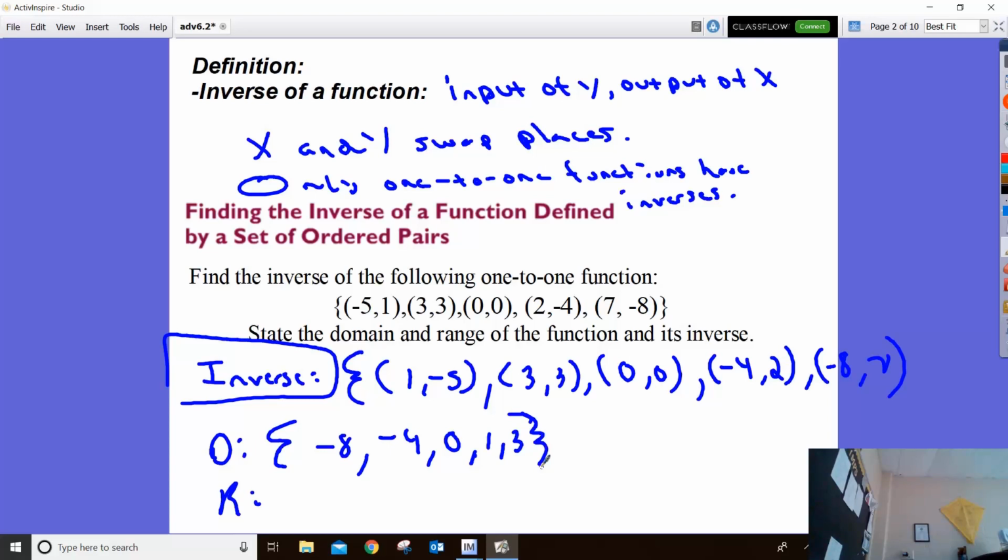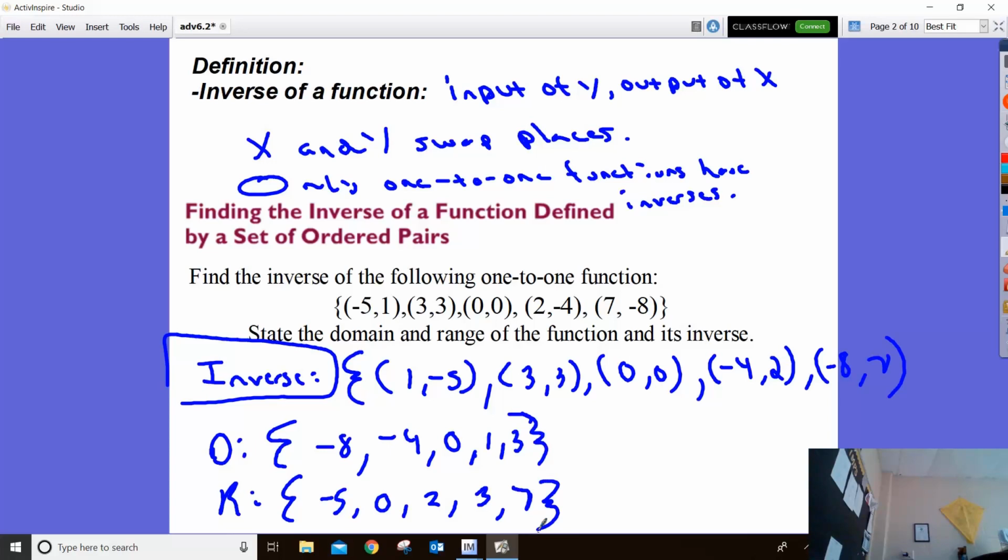The range of the inverse, the y values, the small y value. Yeah, you got to look here. Negative 5, maybe? And 0, 2, 3, 7. Go back and look at the original function. What was its domain? It's the range of the inverse, isn't it? You guys see that? The domain of the original function is the range of the inverse.